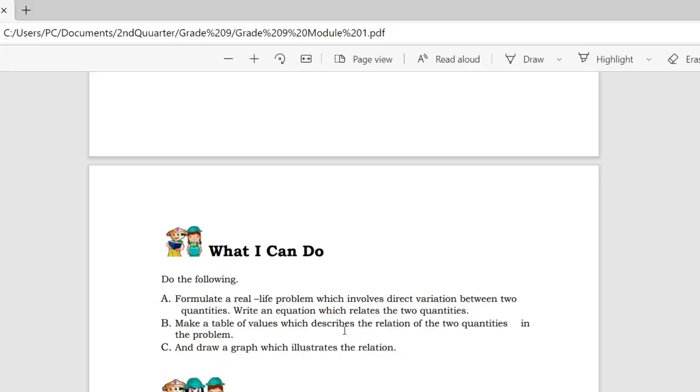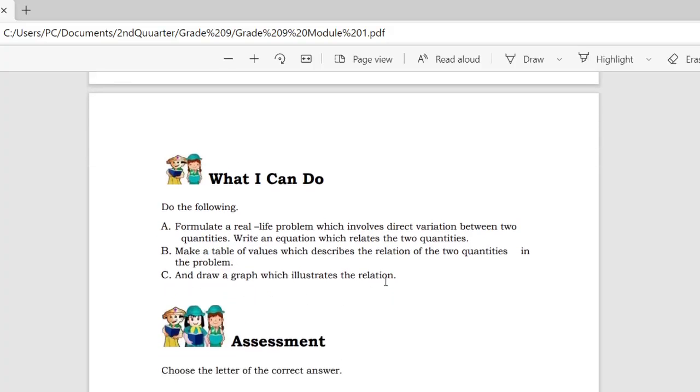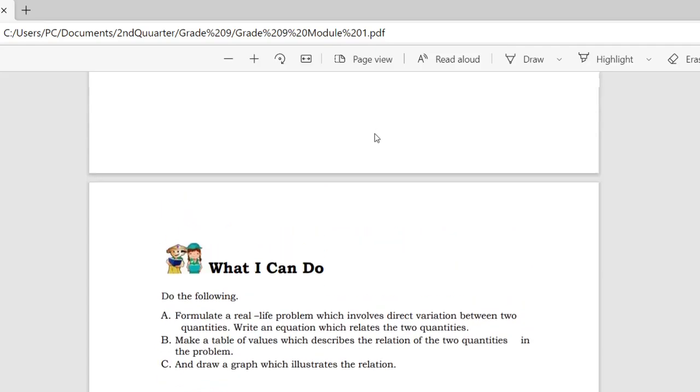So, make a table out of it. Like, I bought this and that. Then, how many pieces, and if I add more, how much is it now? If I add again, how much is it now? So, you have to make a table that describes the relation of the two quantities in the problem and then draw a graph. So, create a problem first and then make a table like the one above.